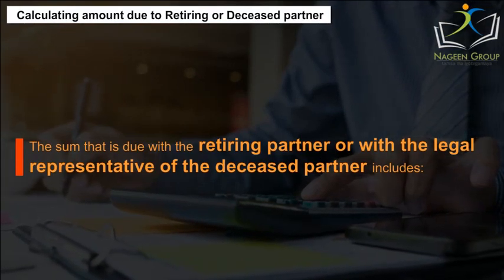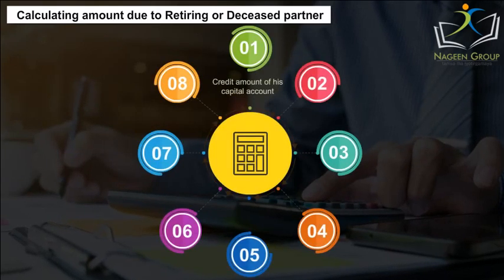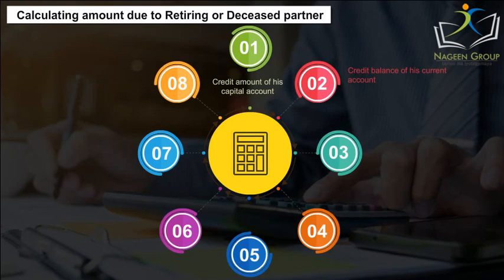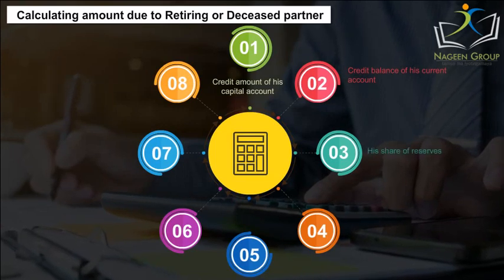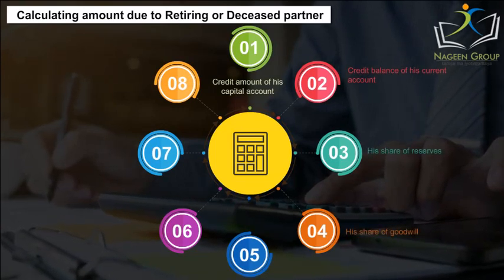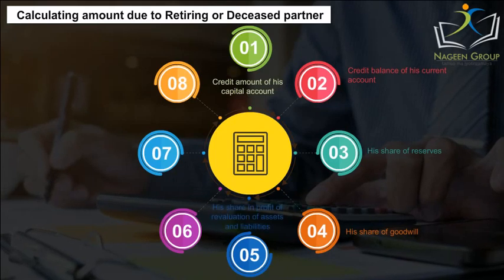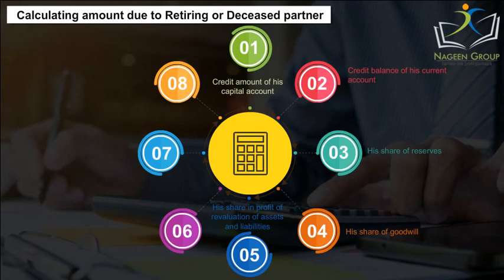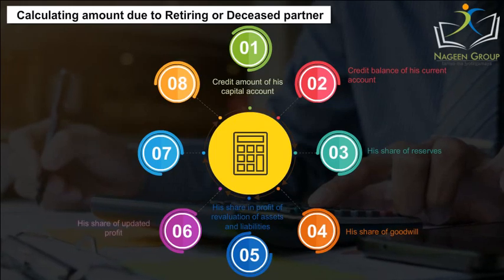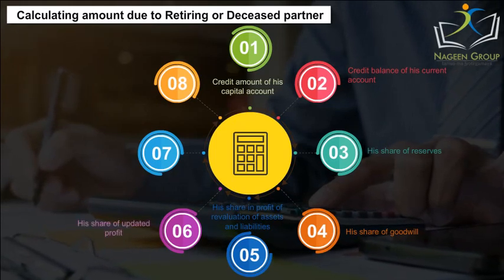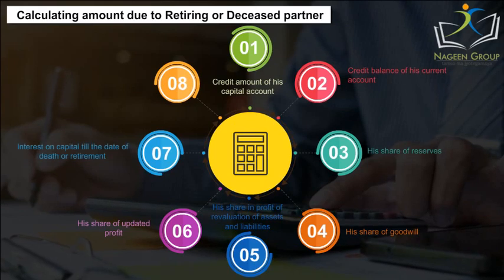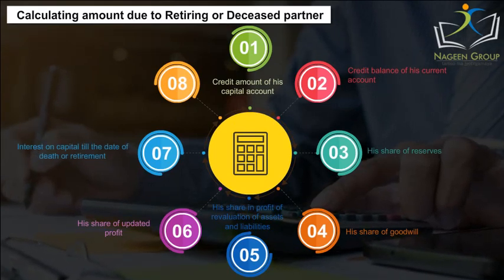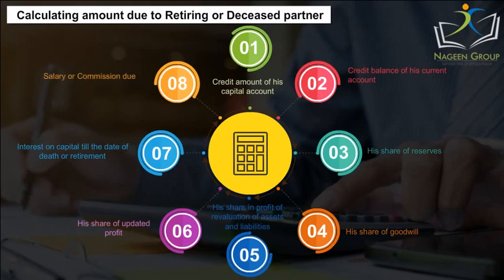The sum that is due to the retiring partner or to the legal representative of the deceased partner includes the credit amount of his capital account, credit balance of his current account, his share of reserves, his share of goodwill, his share in profit of revaluation of assets and liabilities, his share of accumulated profit, interest on capital till the date of death or retirement, and salary or commission due.